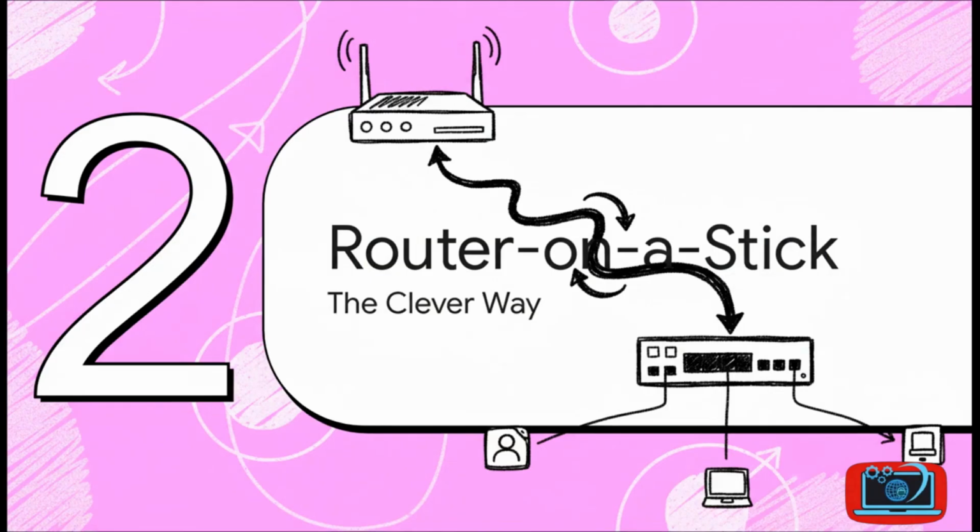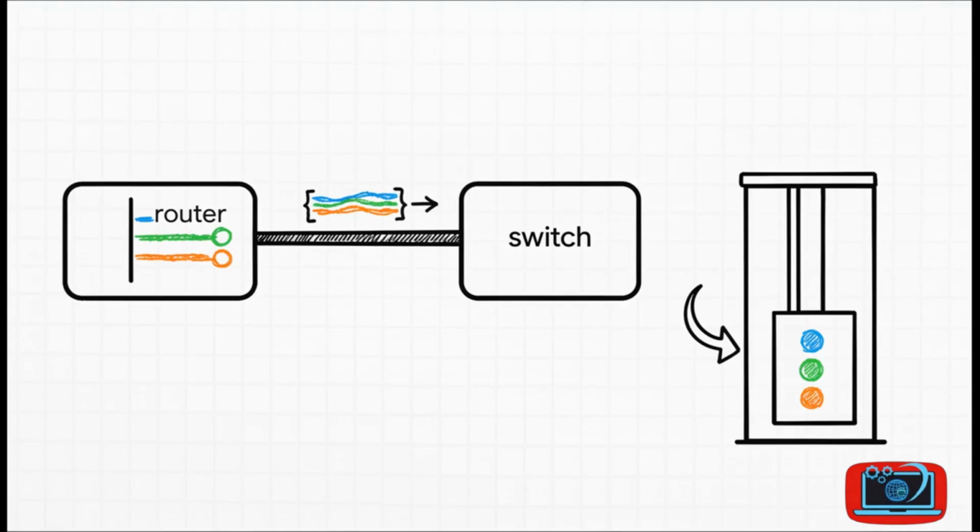So how do we fix that massive scalability problem? Well, that brings us to a much more elegant and clever solution, famously known as router on a stick. Now, instead of needing 20 ports and a mess of 20 cables, we use just one. A single physical link connects the router and the switch. We configure that link as a trunk, which is just a fancy way of saying it can carry traffic for lots of different VLANs at once. Then on the router, we create these logical sub-interfaces, one for each VLAN.